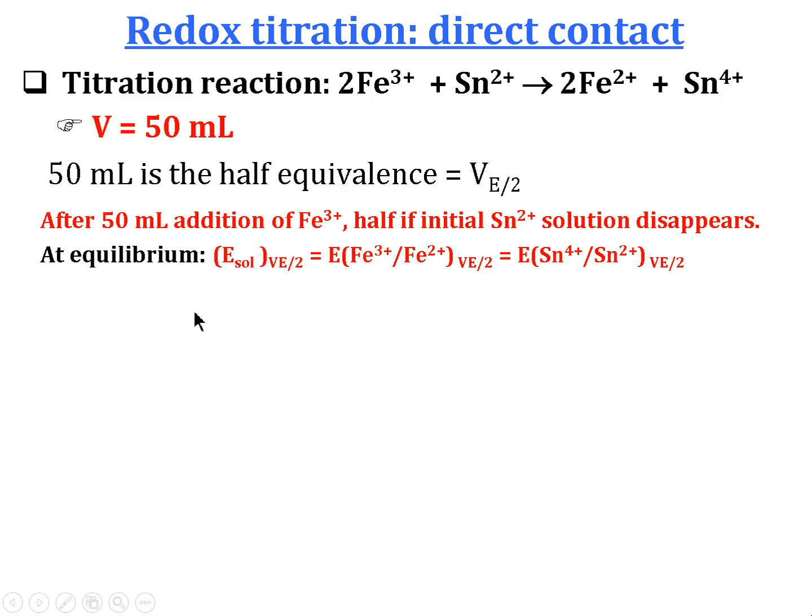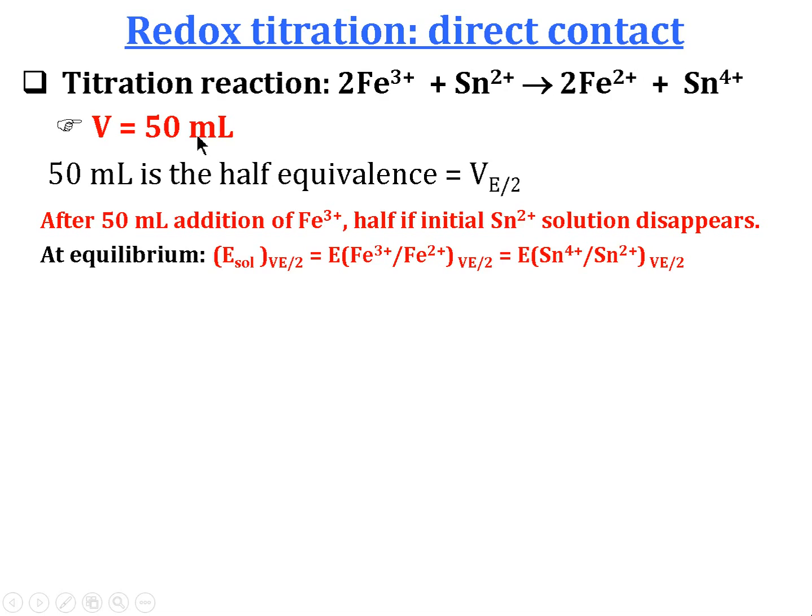The reaction will proceed till equilibrium, and note that the equilibrium we reach after addition of 50 ml is different from the previous equilibrium, where the volume of Fe3+ added was 10 ml. So at the new equilibrium, E of the reaction is equal to 0 and E of the solution is equal to E of couple 1 Fe3+/Fe2+ at half equivalence, or equal to E of couple 2 Sn4+/Sn2+ at half equivalence.